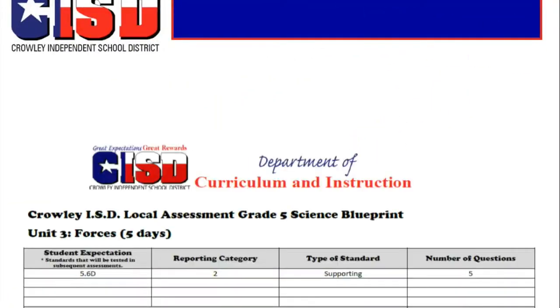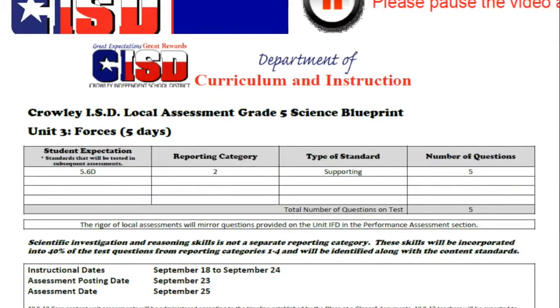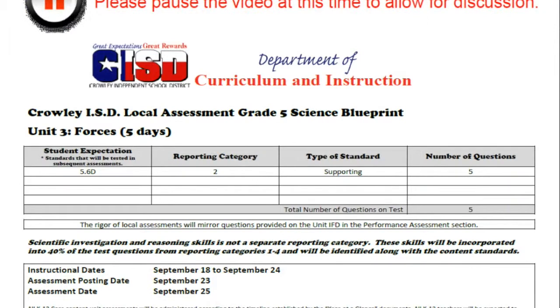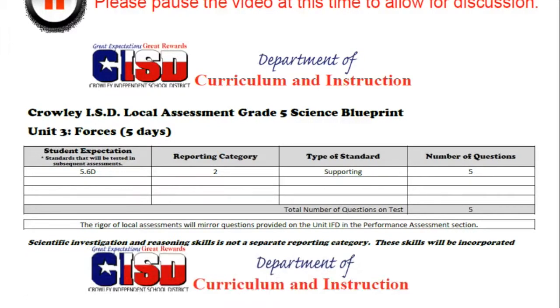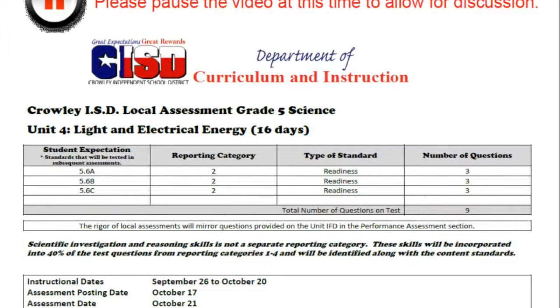Now look at the Unit 3 Local Assessment Blueprint, pausing the video to discuss. Discussion points should include instructional dates, assessment posting, assessment date, and number of days for teaching the unit. Looking at the Unit 4 Local Assessment Blueprint, pause the video again to look at the same discussion points as you did for the Unit 3 Local Assessment Blueprint. Take careful note of the ending date for the unit, being mindful that the unit instruction and assessment carry over into the second 6 weeks.